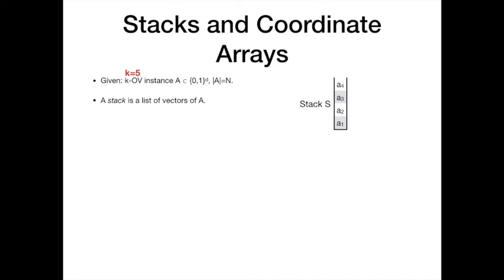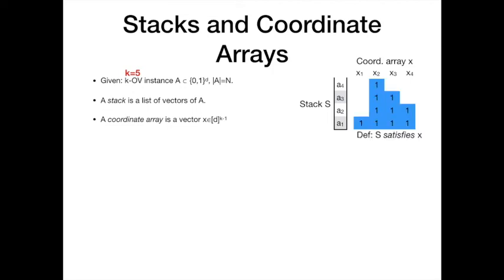So a stack is just a list of vectors of A. So here's a stack with 4 vectors, and a coordinate array is a list of coordinates, so elements of 1 to D. And coordinate arrays always have exactly k minus 1 coordinates. We also define what it means for a stack to satisfy a coordinate array. It's some annoying thing to define, but it's just what this picture shows.